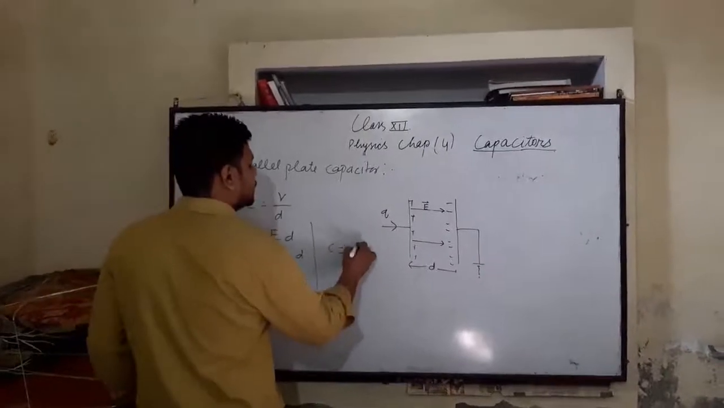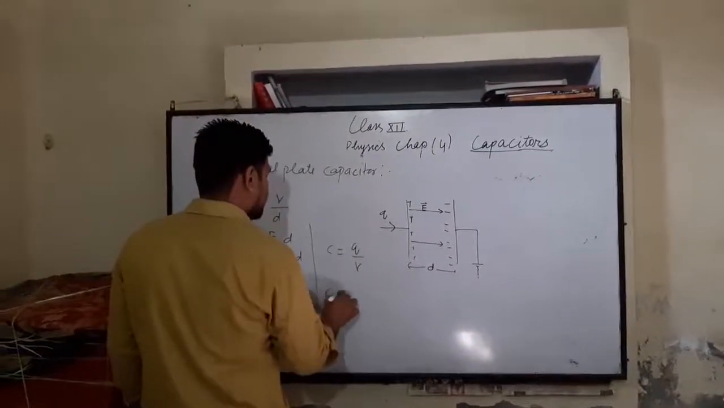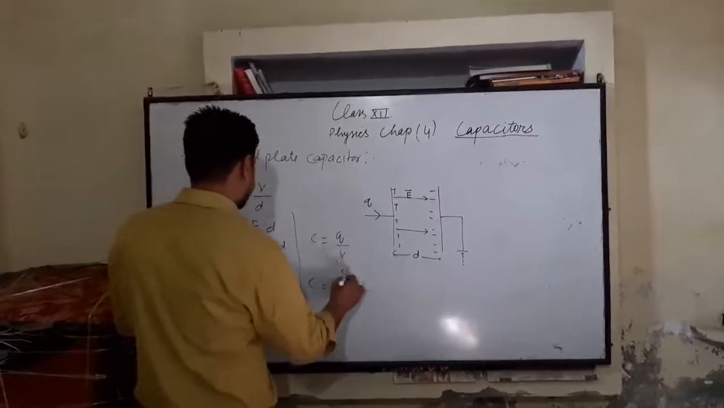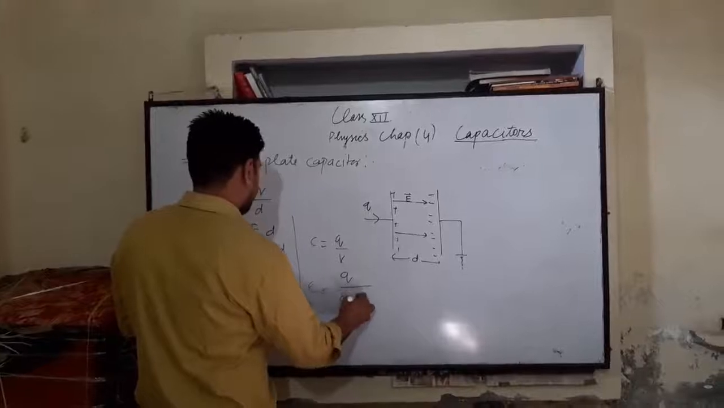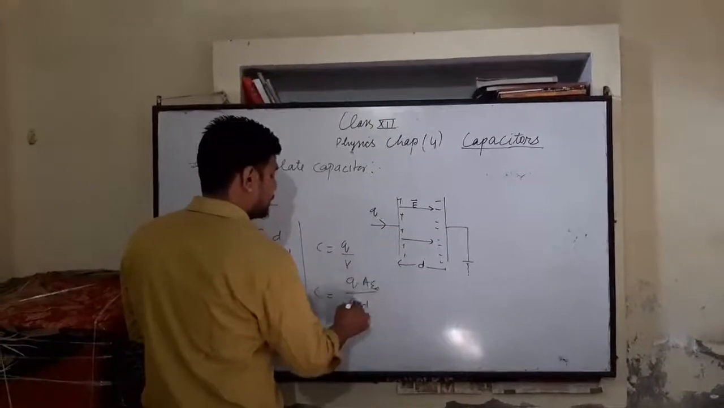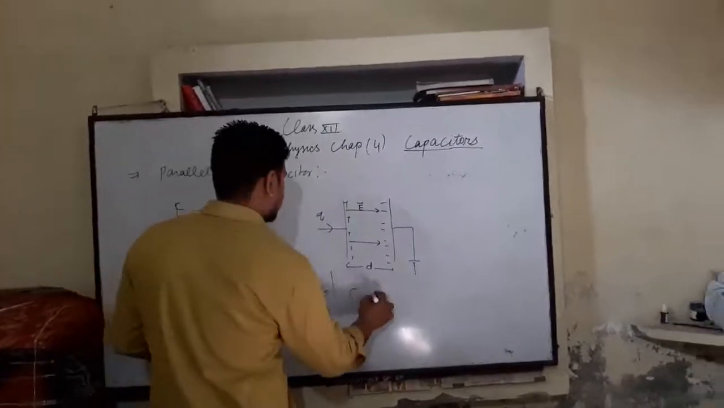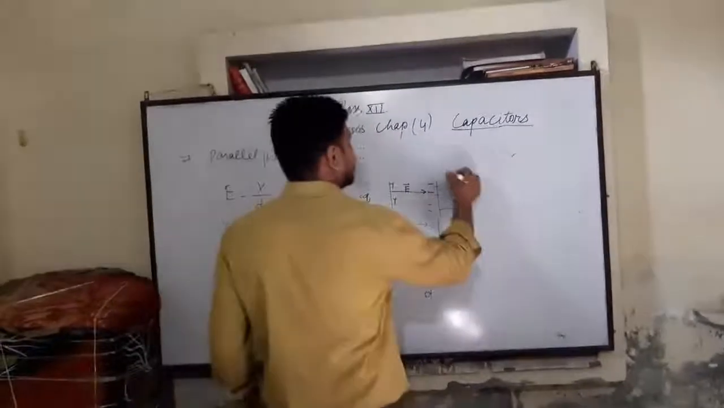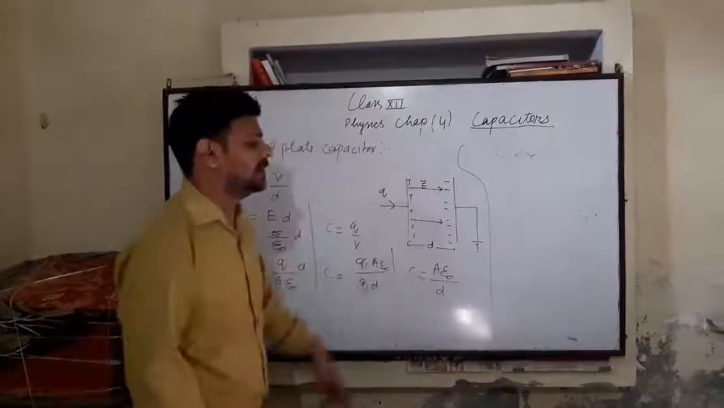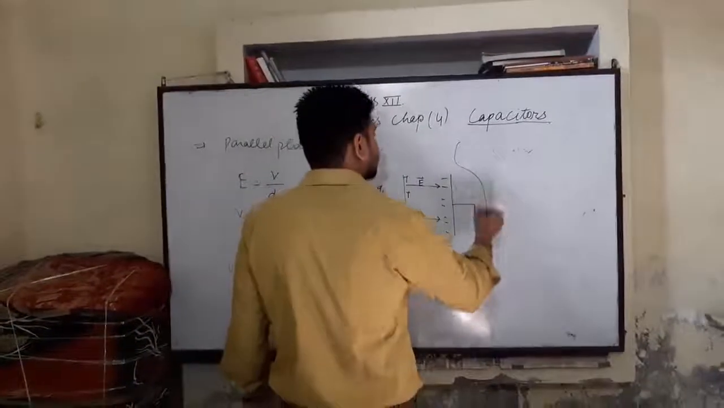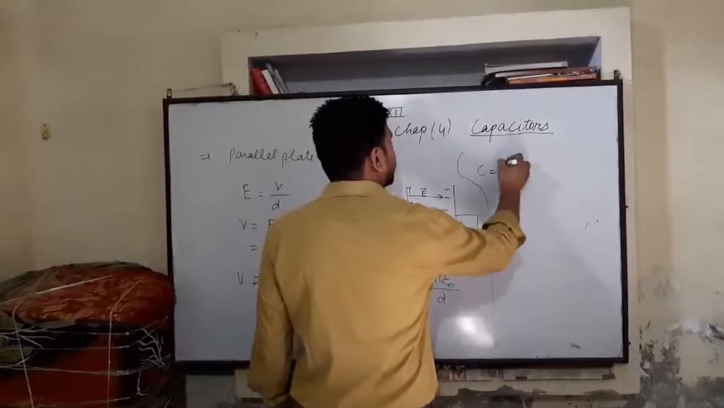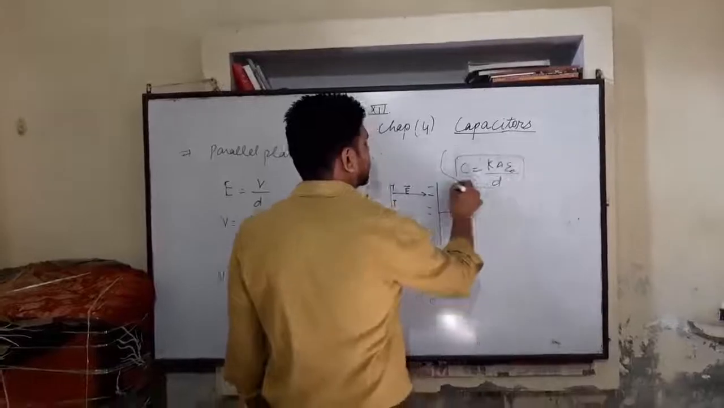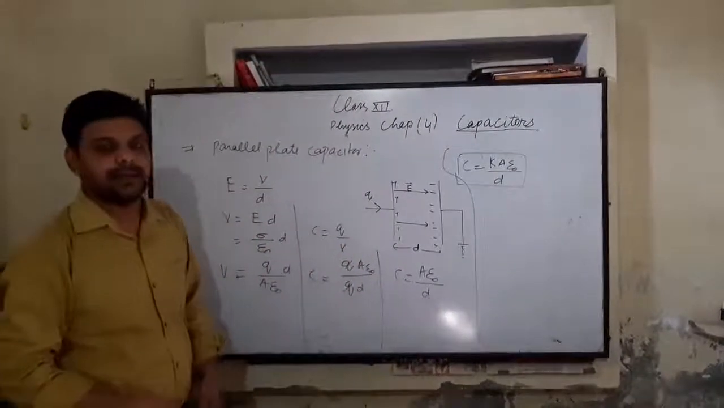Now the capacitance C is equal to Q over V. Put the value of V: Q d over A epsilon naught. C is equal to A epsilon naught over d. If the medium between the plates is other than air, we will use K A epsilon naught over d. This is the expression for the capacitance of a parallel plate capacitor.